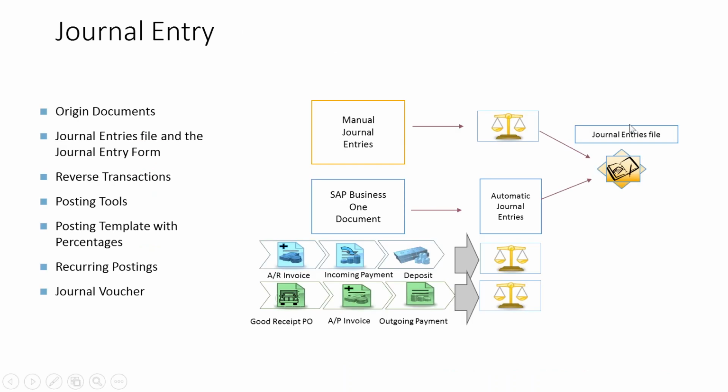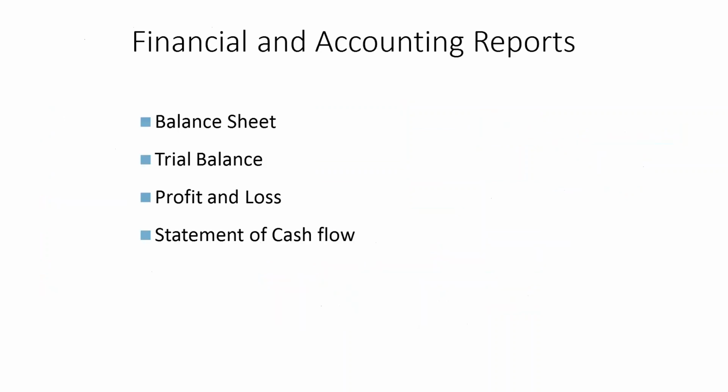Here we have the journal entries, again, the manual journal entries and the automatic journal entries. The automatic journal entries come from things like your AR invoice, your incoming payment, and your deposit, or a goods receipt purchase order, your accounts payable, and your outgoing payments. Those create the different automatic journal entries. And manual are typically transactions that aren't driven by the automatic journal entries. So you may have post-bank charges if your bank statement's not integrated with your financials, those type of transactions.